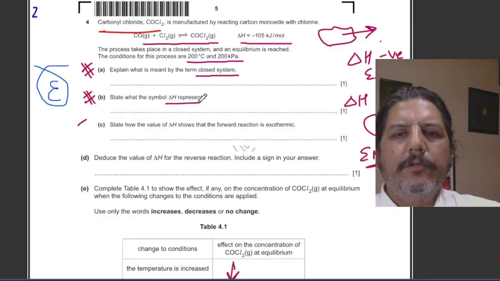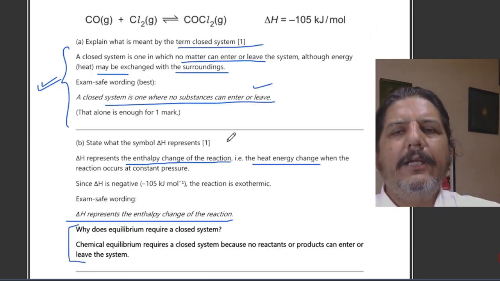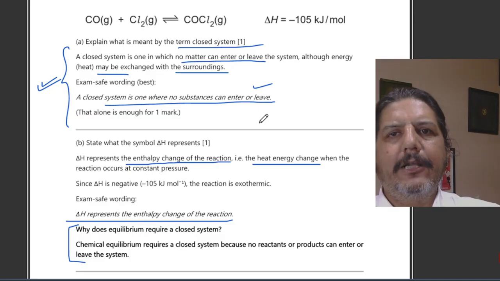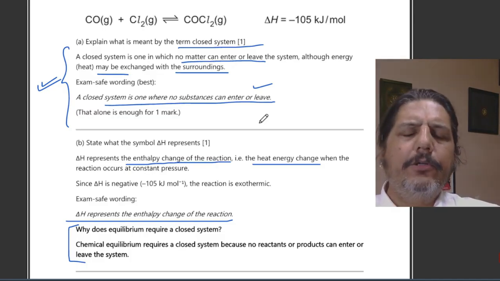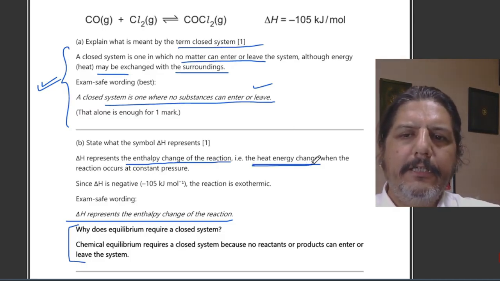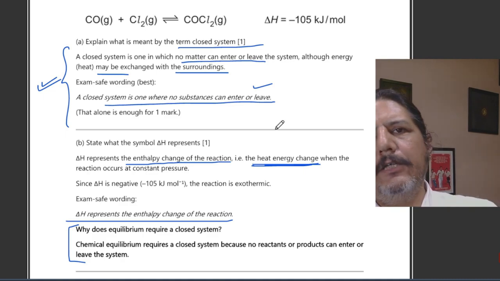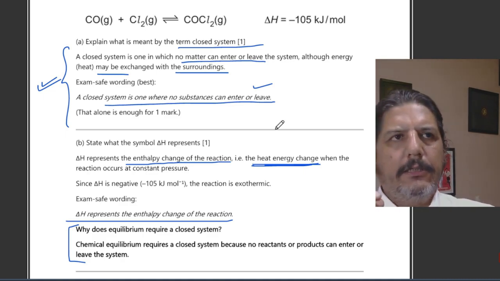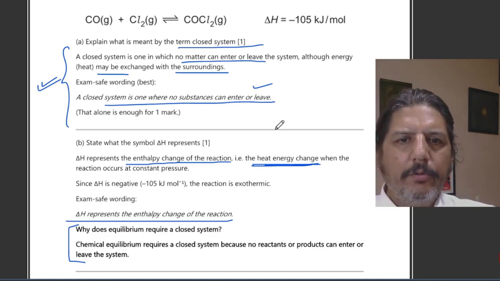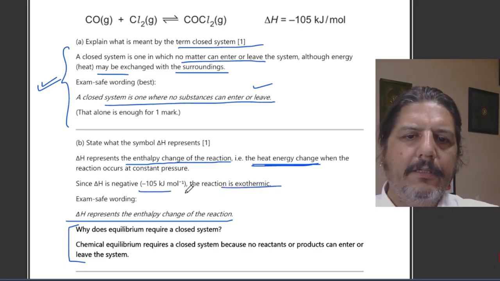So, second question, what does delta H represent? Basically, the technical definition is enthalpy. But again, in grade 10, they don't use the word enthalpy. We write it as heat energy only. So basically, delta H is the net energy that a system either gains or loses. So here delta H is negative. It's an exothermic reaction.